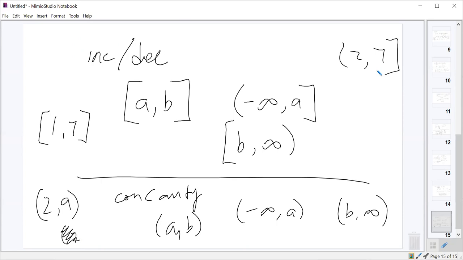Yes. But if the endpoints were the same, then you just use the parenthesis for sure. Cool.